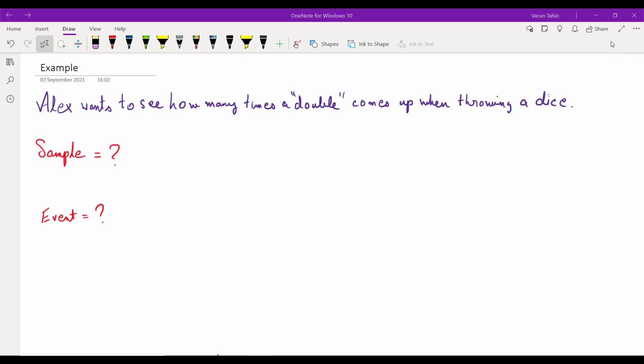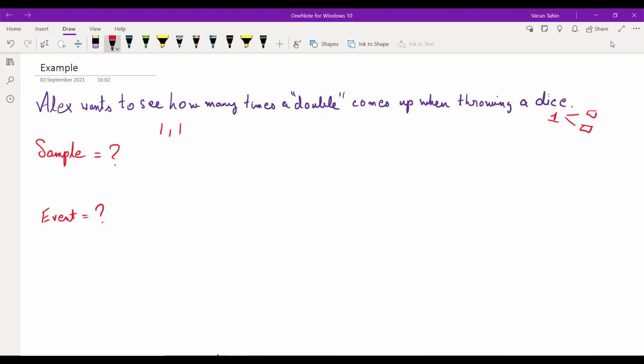Now, to understand sample space and event better, we'll take an example. Let's say that Alex wants to see how many times a double comes up when throwing a dice. So what we have is a pair of dice and we are throwing these at the same time. So we can get a pair of numbers when throwing these dice. So what is the sample space? You can recall that this is all the possible outcomes that we can get. So we have to make the pairs of numbers that we'll get while throwing the dice.